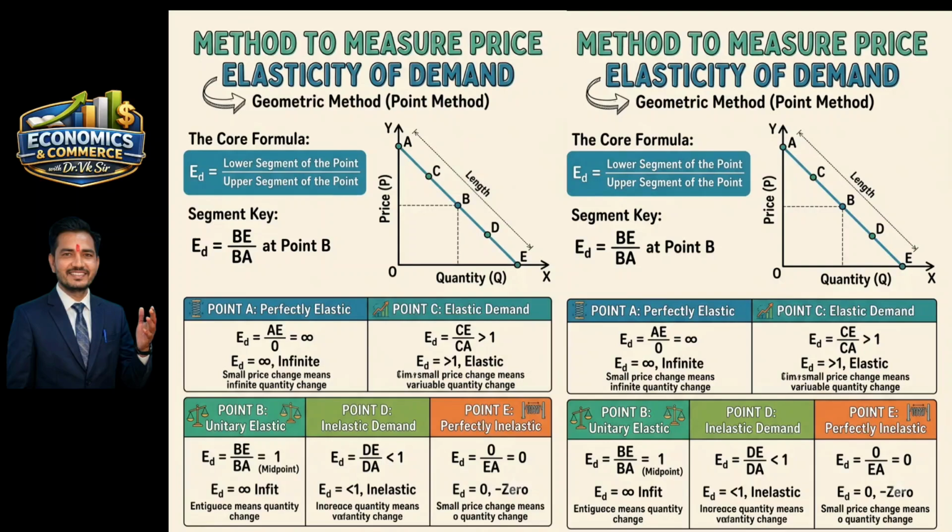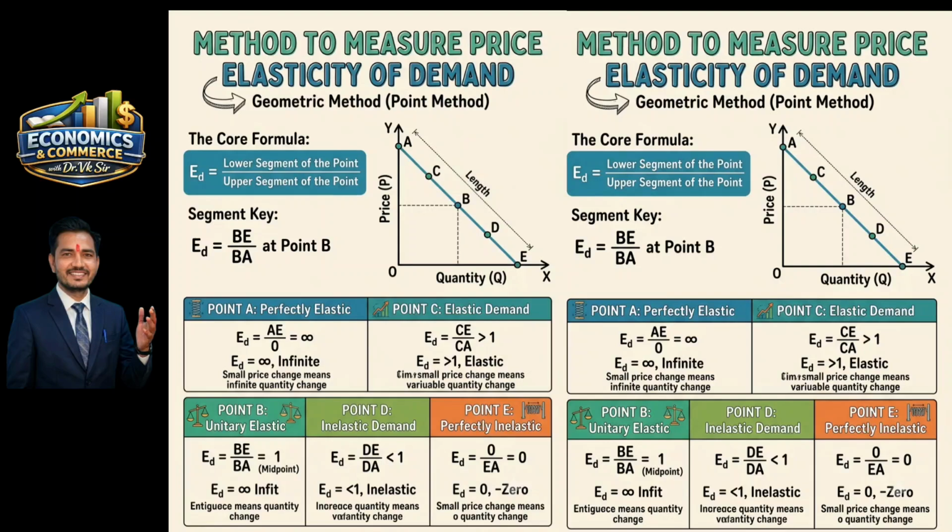At last, let's go for point E. At point E, the lower segment is 0 and the upper segment is EA. So ED is 0 upon EA. That answer will be 0. So this is called perfectly inelastic demand. And I want to say perfectly inelastic demand and perfectly elastic demand can't happen in a practical way in our practical position.